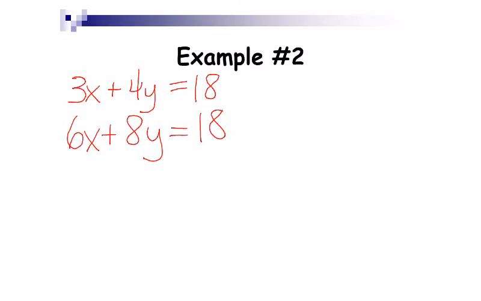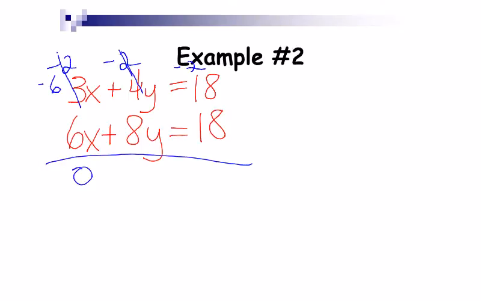Let's make them the same. Remember, we're going to multiply by something to make them the same. So we're going to multiply by a -2. Okay, that's going to make this -6 right here, which would make it 0. This is going to make a -8, which would actually make this 0. And this is going to be -36, which would make this -18.